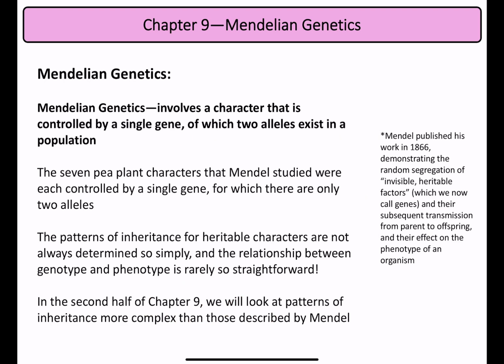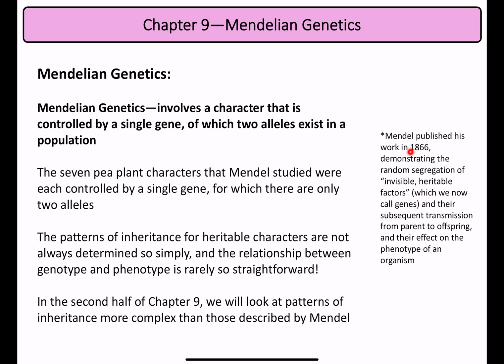Here is just my slide defining Mendelian genetics, which I already did for you in my last picture. And I want to end this by saying the patterns of genetics and inheritance for characters are not always as simple as everything that we've covered so far. The relationship between your genotype and what you actually see, the phenotype, is rarely so straightforward. We'll talk about why that is in our last video for the second half of chapter 9.